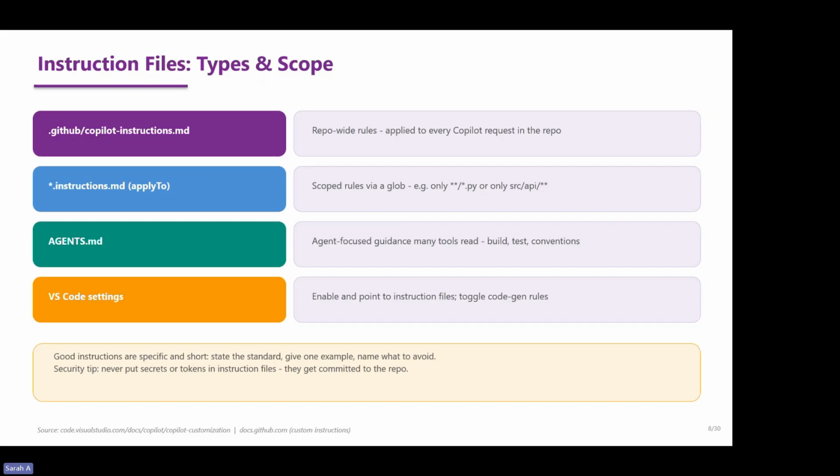Then the second one is where you want to be a little bit surgical. You can create a file that ends in instruction.md, and at the top you apply something like maybe a pattern, right? So it can be just one set of rules for just your Python file, another set of rules for just your API folder, another set of instructions for just your front end. You use this when you are building a very, very big application. So you can have different instruction sets as well.